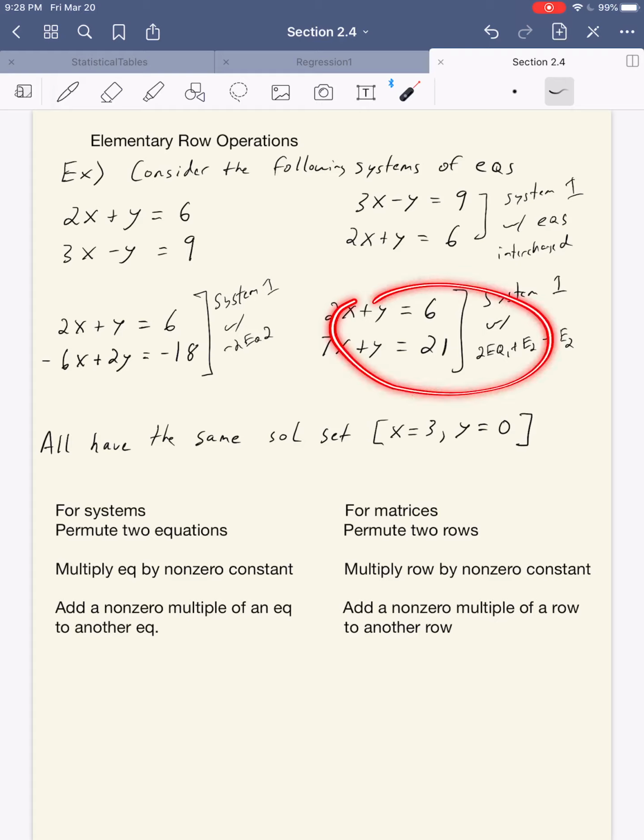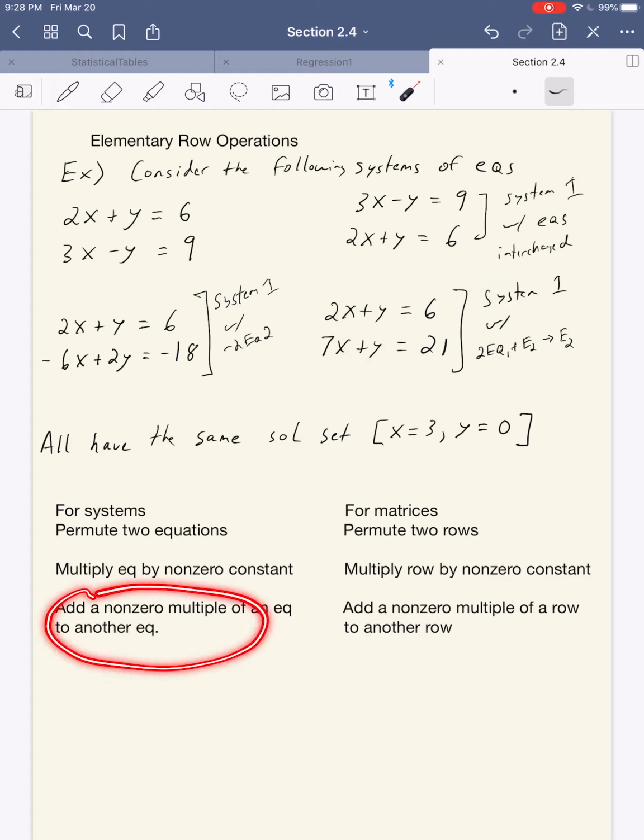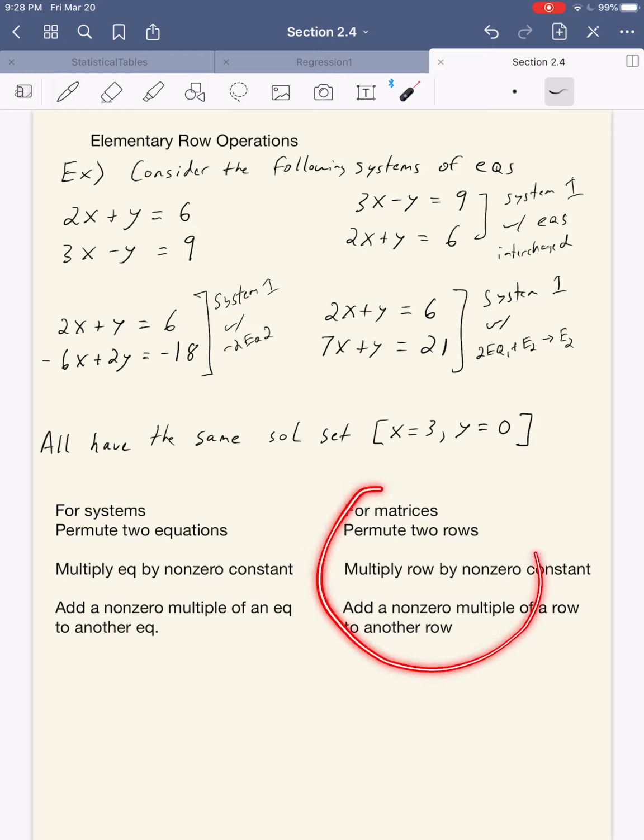Finally, in this last one here, we added a non-zero multiple of one equation to another equation. Since the equations are represented by rows, we should be able to add a non-zero multiple of a row to another row. So we're trying to get you guys to see that these three operations that don't change anything in terms of a system of equations should also be thought about as operations that don't change too much about a matrix. So we give these operations on matrices a very special name.